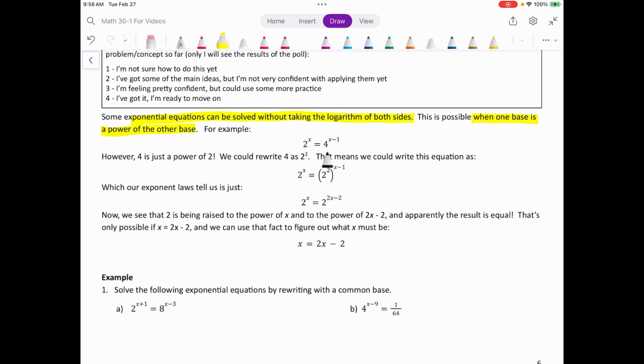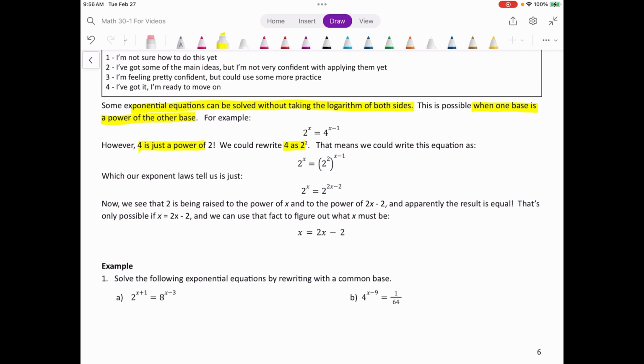So what I mean by one base being a power of the other is that 4 is actually just a power of 2, right? 4 is just 2 to the power of 2. 4 is just 2 squared, okay? Meaning that we could rewrite 4 as 2 squared, which means we could rethink of this equation as 2 to the power of x equal to, yes, 4 to the x minus 1, but 4 is just 2 squared, right? So we could think of it as 2 to the power of x being equal to 2 squared to the power of x minus 1. Well, why would we want to do that? Because now, look, we've got the same bases.